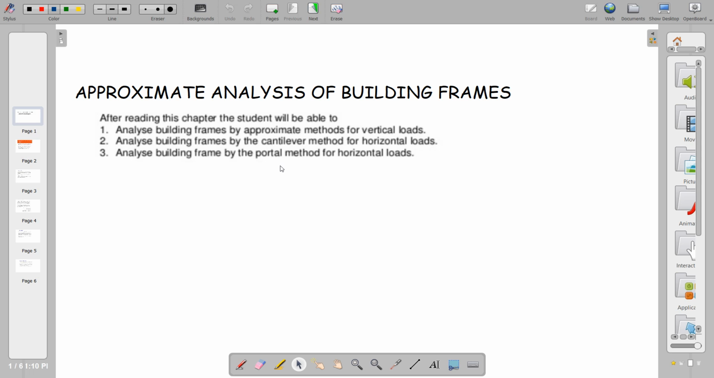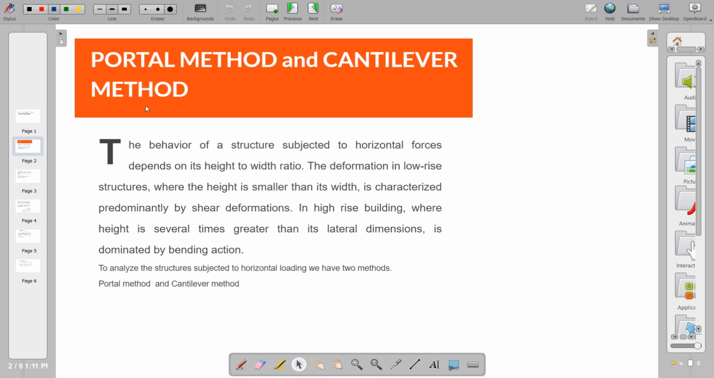So first, we have here the learning objectives. By the end of this session, you will be able to, number one, analyze building frames by approximate methods for vertical loads, and then analyze building frames by cantilever method for horizontal loads, and analyze building frames by portal method for horizontal loads. So portal method and cantilever method are those approximate methods of analysis for building frames.